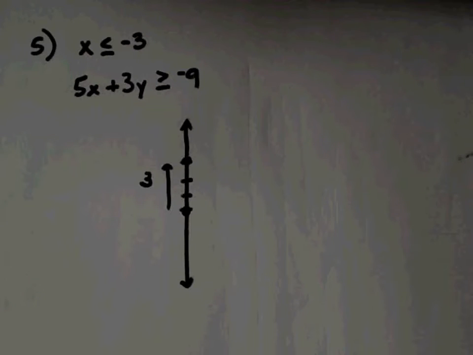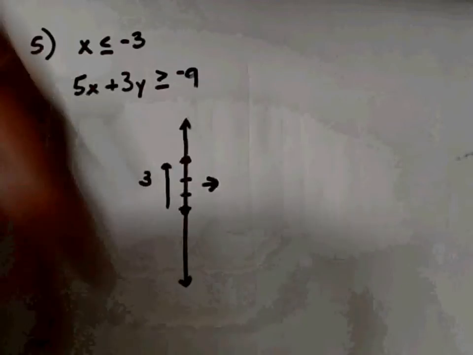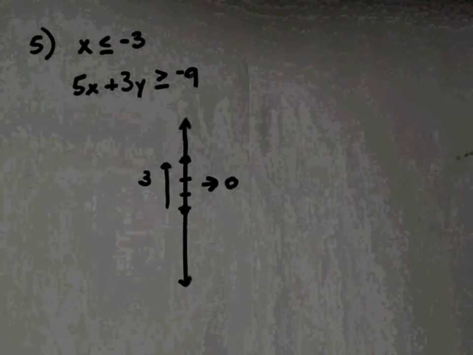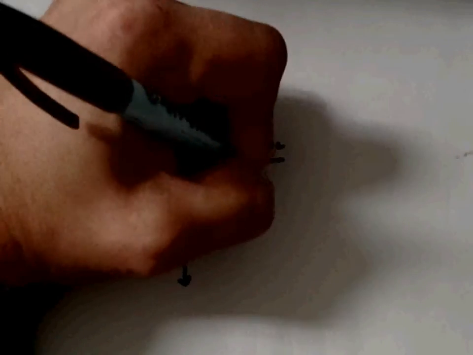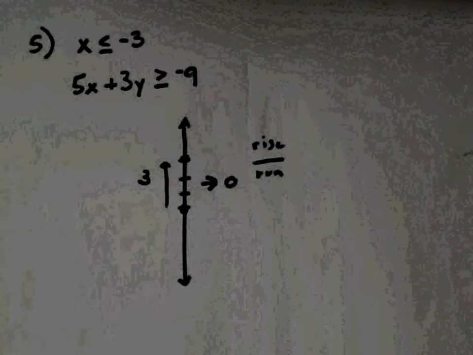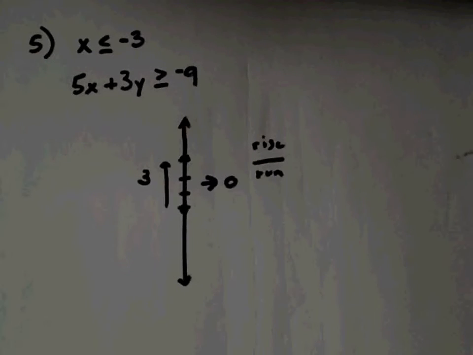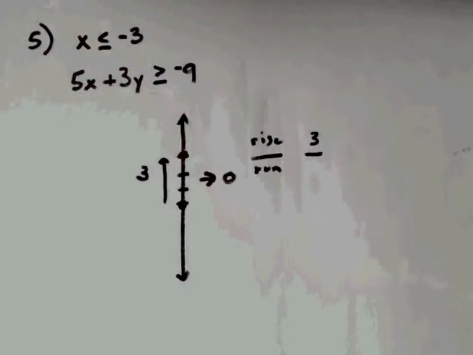Did I go left or right at all? So if I don't go left or right at all, what's the value of that? 0. And so when we discuss slope, we talk about it as rise over run. Which one of those did I perform? Rise. I performed rise of 3 and run of 0. So what's the slope?